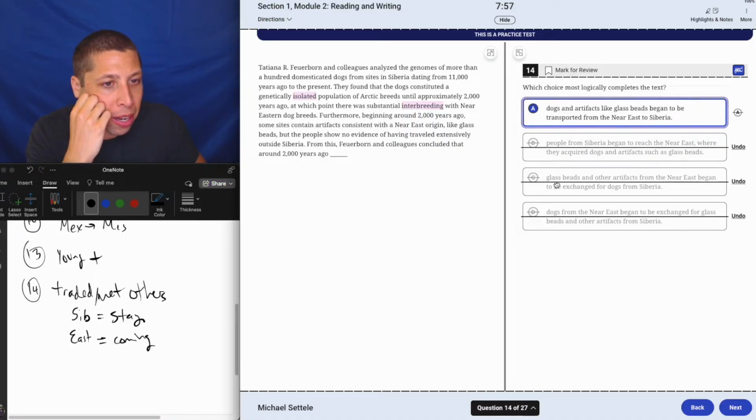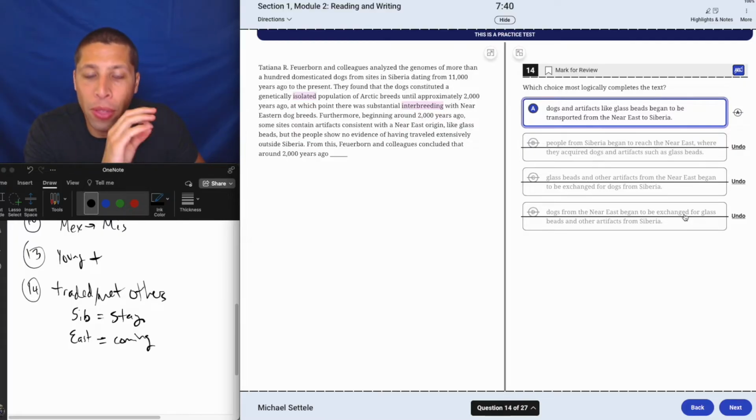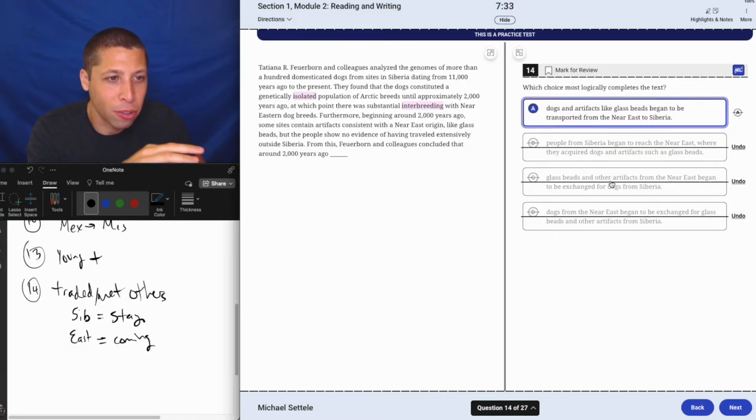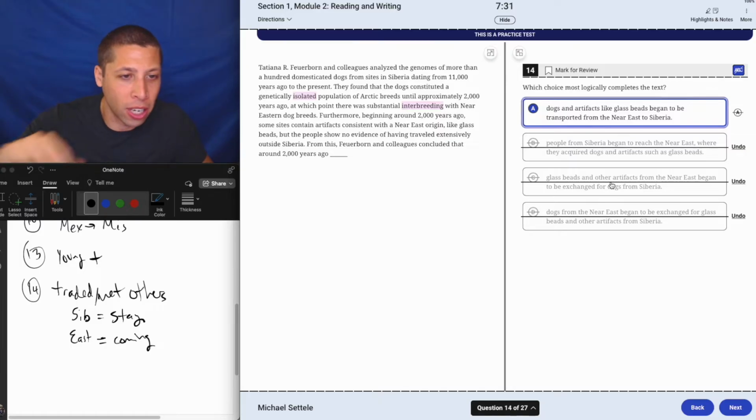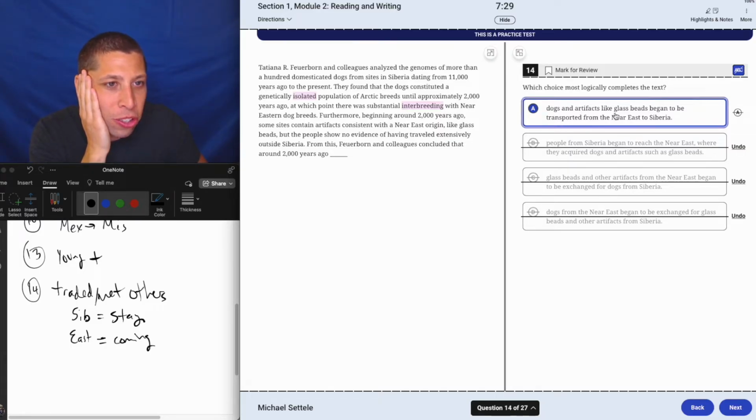Let's just look at these other two again. Glass beads and other artifacts in the Near East began to be exchanged for dogs from the Near East. No, again, I don't know. That's too strong. Exchanged for glass beads and other artifacts. No, because we're finding both things, right? In Siberia, both the dogs and the beads are there, right? The new dogs and the new beads are there. So they're not switching. They're not like saying, hey, take our dogs. It's got to be this. This is just so nice and weak, and it doesn't have any contradictions.